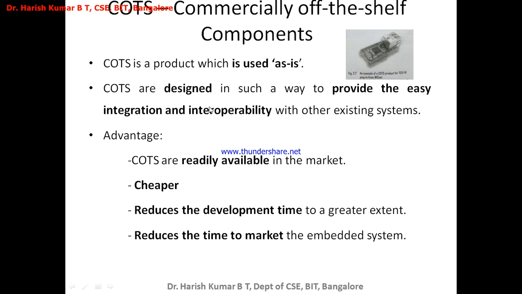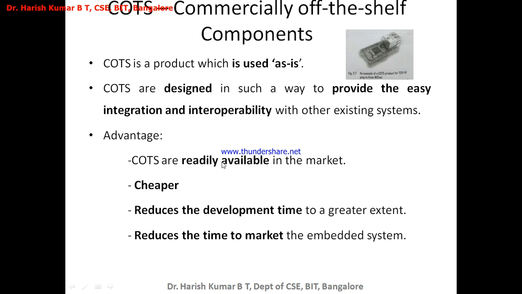So COTS products are designed with this as-is feature because they are designed in such a way that they provide easy integration and interoperability with other existing systems. You just pick the object. I have shown one example here, a COTS product used for a TCP/IP connection. For my embedded system, I need to provide a TCP/IP connection. What I need to do is pick this from the market and connect it with my embedded system. That's all I need to do. I don't have to make any changes to my embedded system, and this knows how to interoperate with the other existing systems.